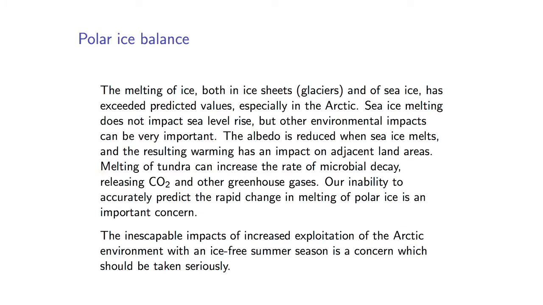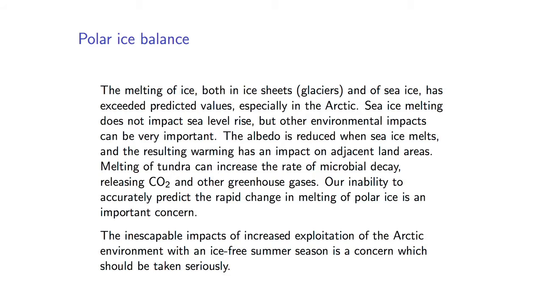Now, melting sea ice doesn't change sea level, but it has impacts on the environment nevertheless. The ice has a high albedo and reflects sunlight, keeping the environment cool. As soon as the ice melts, the albedo decreases and the heating increases. That can affect both the ocean and adjacent land areas. For example, permafrost that's on the land nearby may be warmed by this.